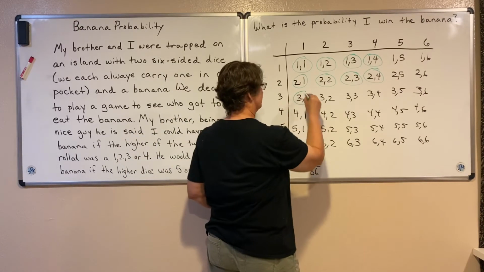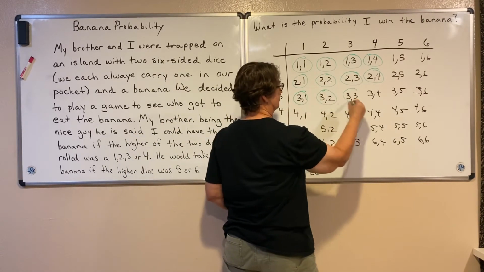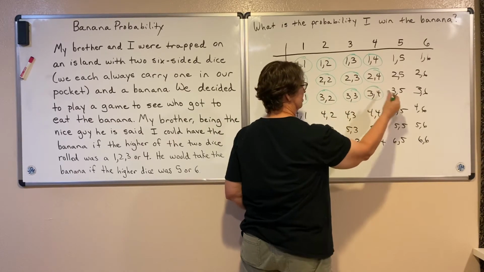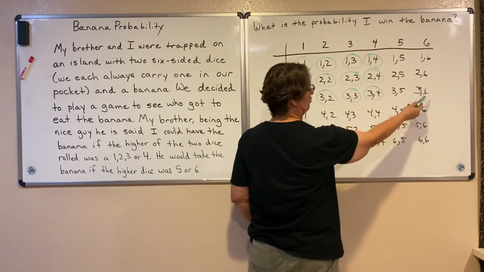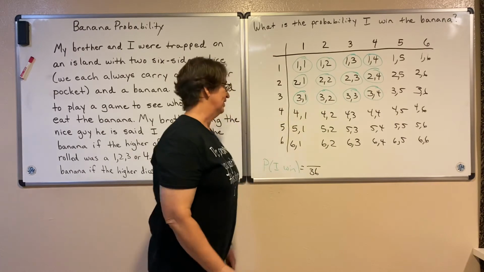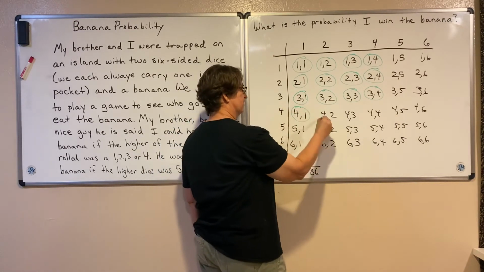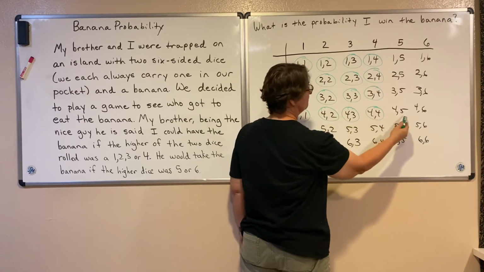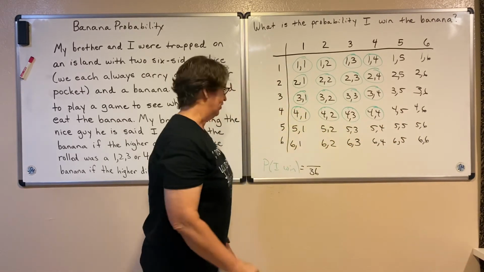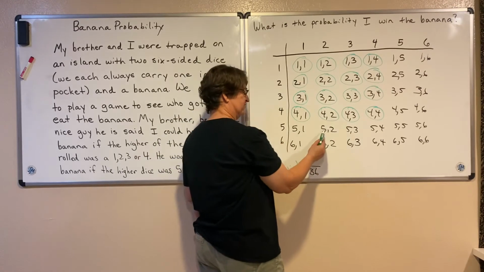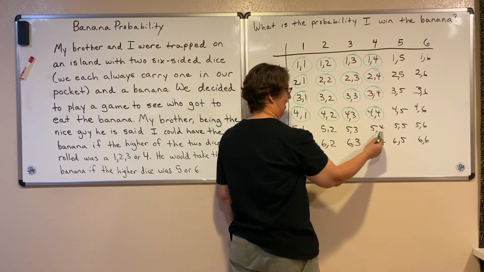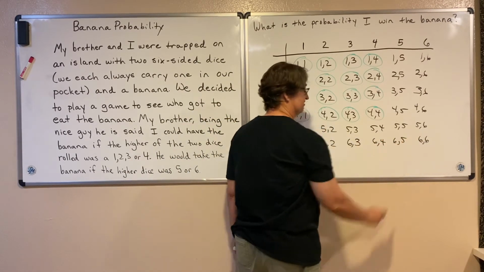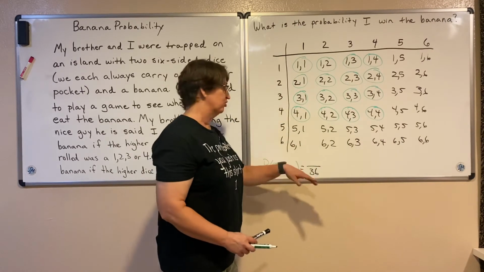In the next row, 3 is the biggest, 3 is the biggest, 3 is the biggest, 4 is the biggest. 5 is the biggest, my brother wins. 6 is the biggest, my brother wins. Then 4 is the biggest four times. 5 and 6 again, my brother wins. Then 5 is the biggest several times, and 6 is the biggest. Oh, my brother wins all of those.